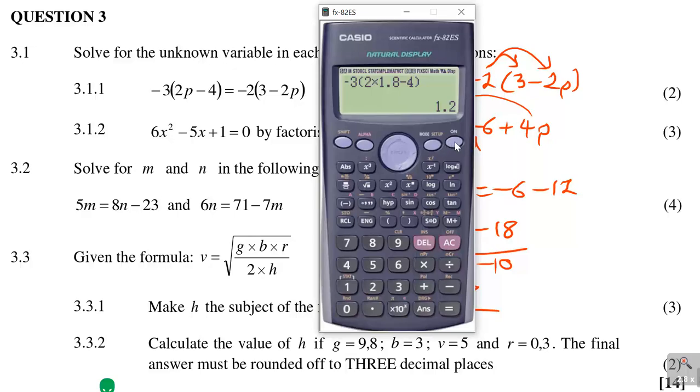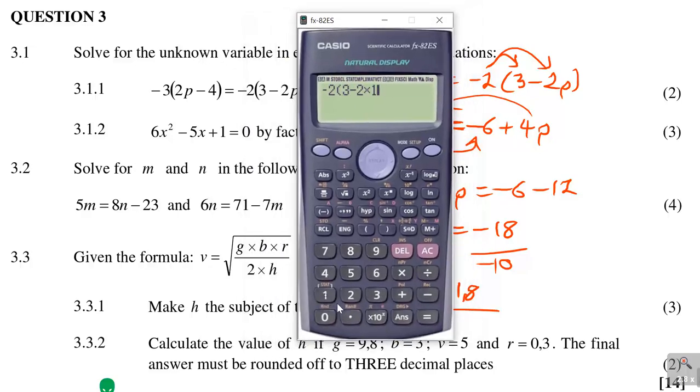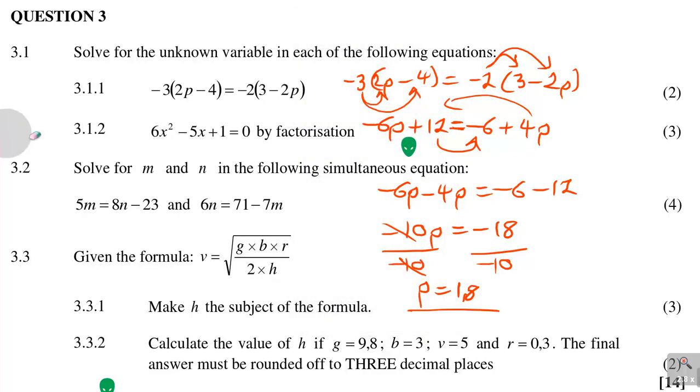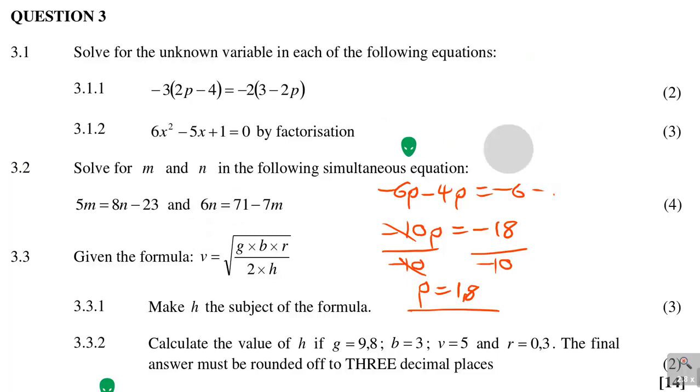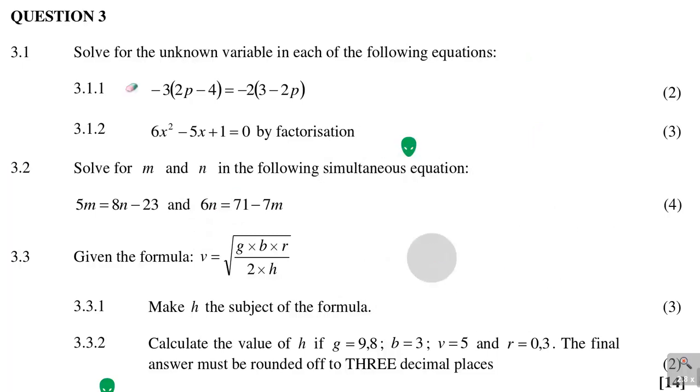Let's do it on the right hand side. See if we get minus 2 times 1,2. So it's negative 2 bracket 3 minus 2 times, remember it's 1,8. I got 1,2 on the other side. There is 6 over 5 again, which is 1,2. So this answer is definitely correct because I have tested it. It's 2 marks, nothing to do much about.